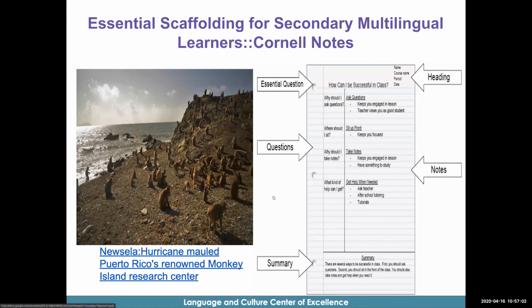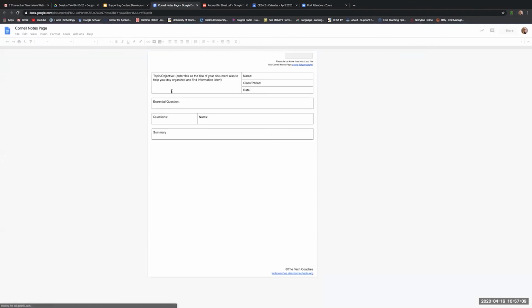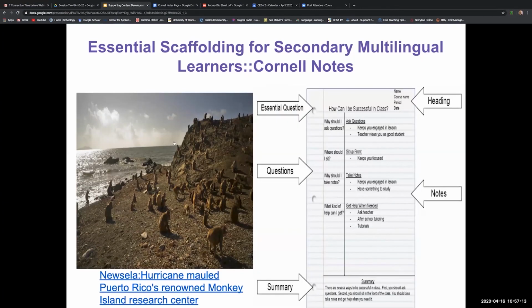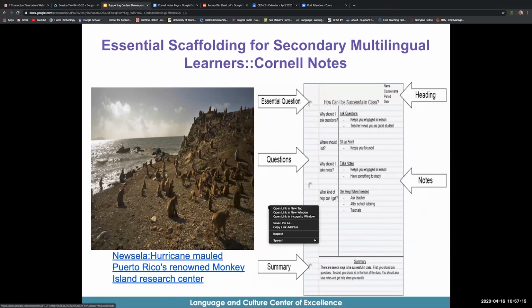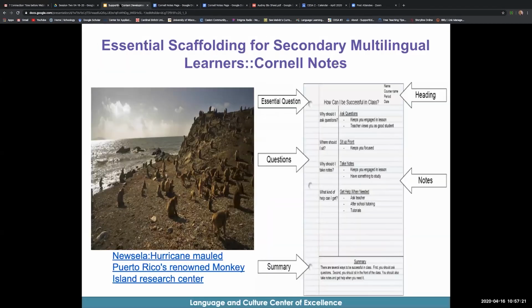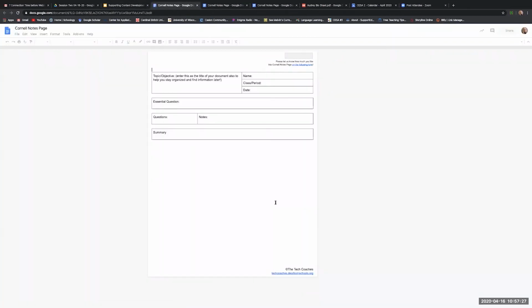I'm sorry, having computer issues. Oh no. It clicked into my Cornell note. Sorry. I'm almost finished, everyone. If I can get into the next, sorry.